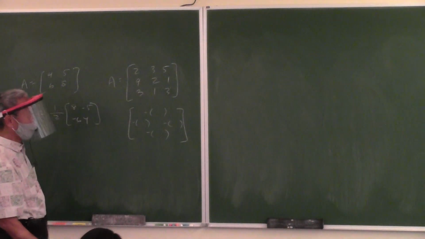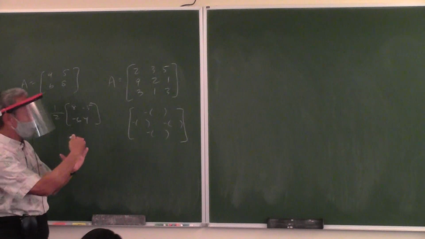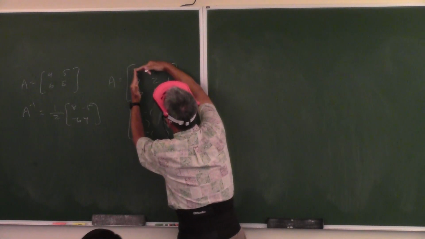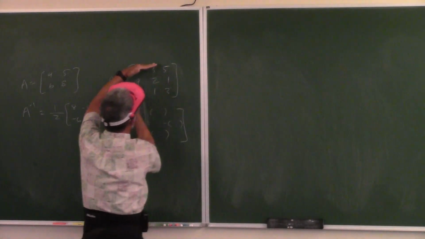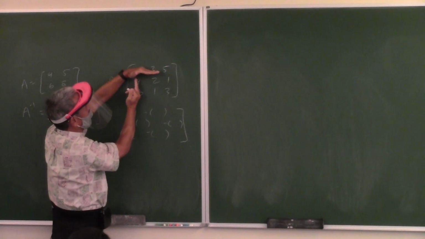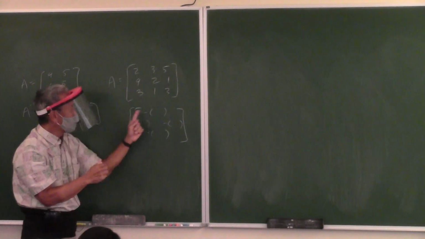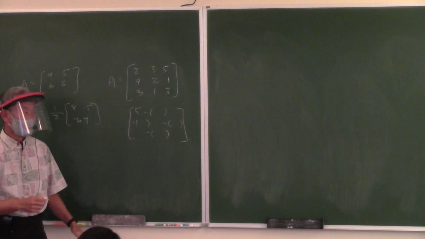Now, remember what the minor is? That's what you get when you cross out the row and column. So this element here, if you cross out the row and column, what's the determinant of what's left? 4. 6 minus 1, 5. And you just keep on doing that, filling it all in.